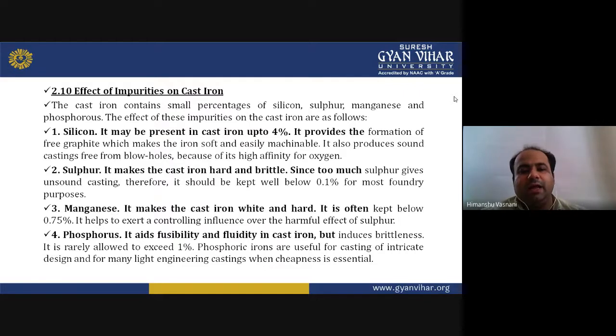And the next element is phosphorus. It aids fusibility and fluidity in cast iron, but induces brittleness. So it's rarely allowed to exceed 1% because it will give you brittleness. The phosphoric irons are useful for castings of intricate design and for many light engineering castings where cheapness is essential. So if you want to go for a cheap material, it should have phosphorus.